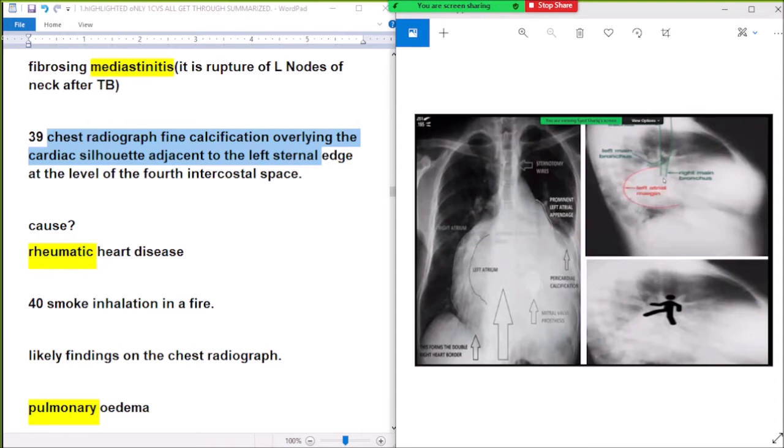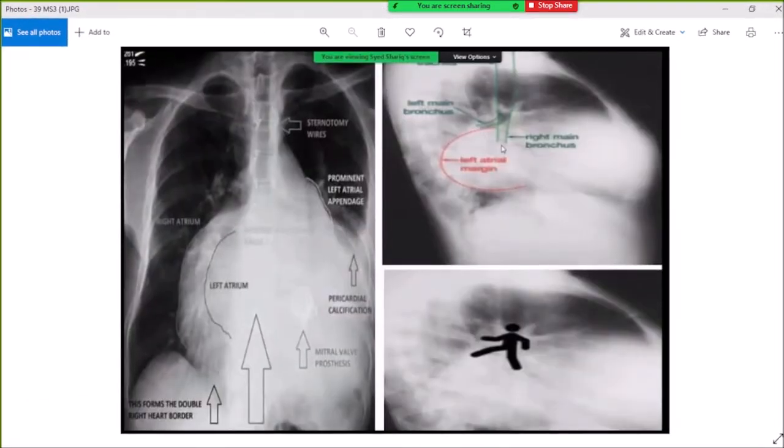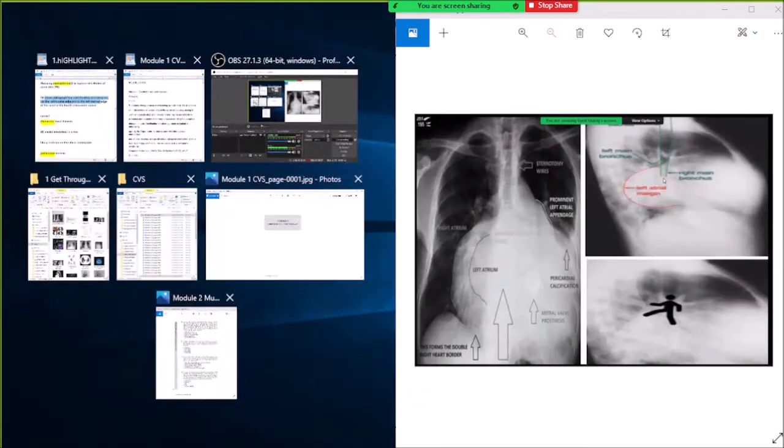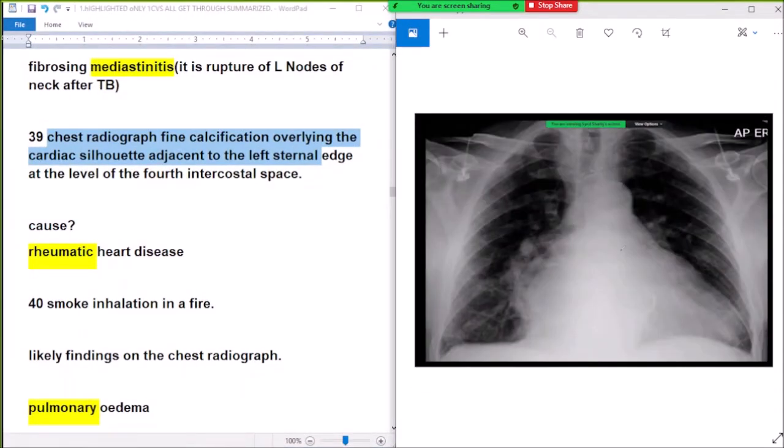The other signs of mitral valve disease: Walkman sign, prominent left atrial appendage, double right heart border, splitting of the carina. So the diagnosis is mitral stenosis. Again, mitral stenosis: a fine rim of calcification overlying the cardiac silhouette adjacent to the left sternal edge at the level of the fourth intercostal space.